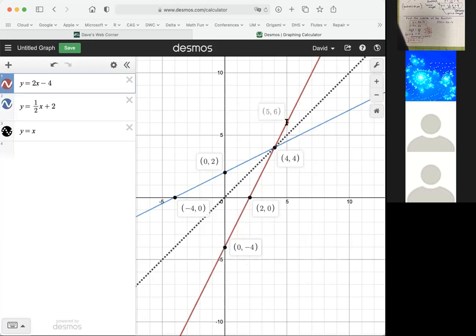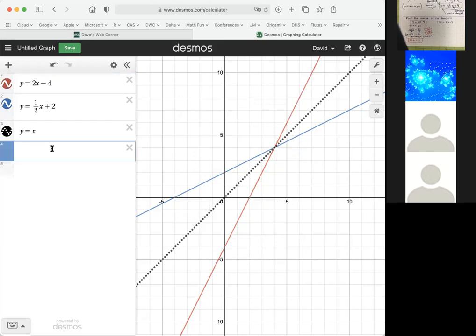How about this point? 5, 6. It's hard for me to pinpoint that. It's not going to let me pinpoint that, so I will draw it. 5, 6. Right there. And then next to it, let's draw 6, 5. Immediately on the other side, just switching the x's and y's.